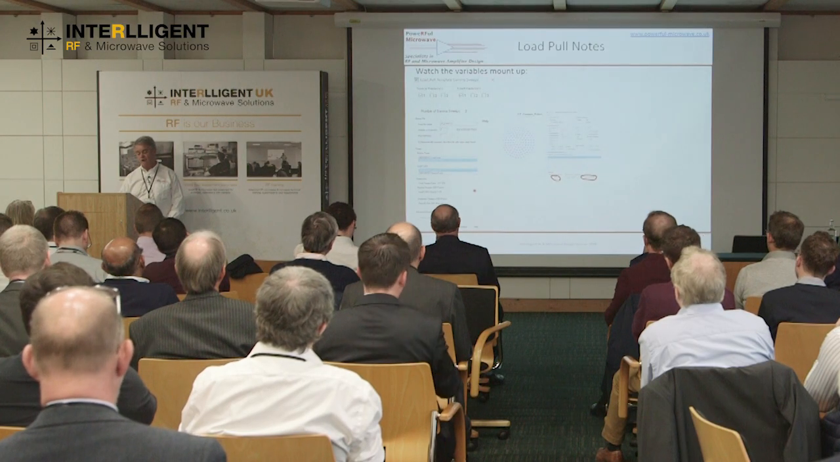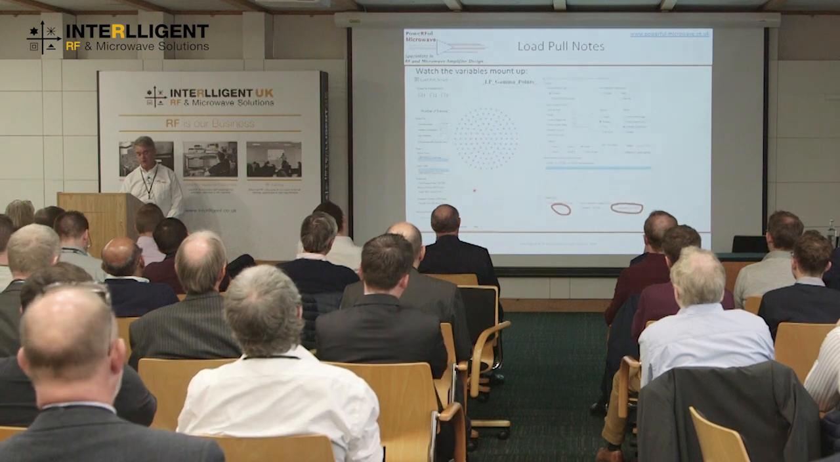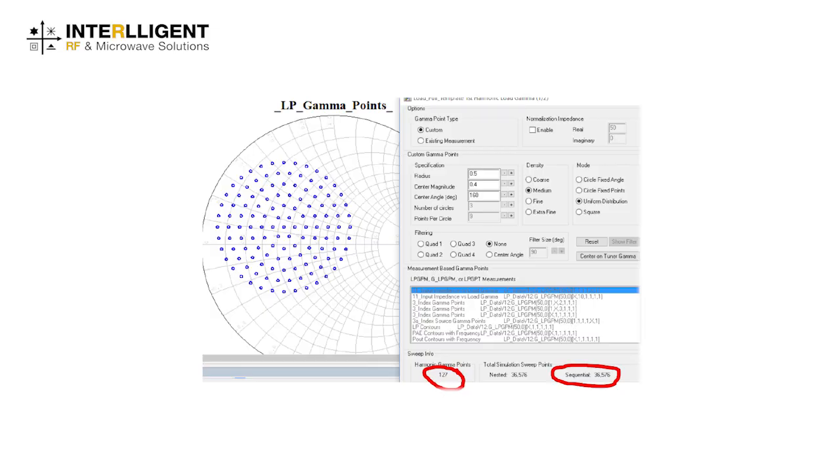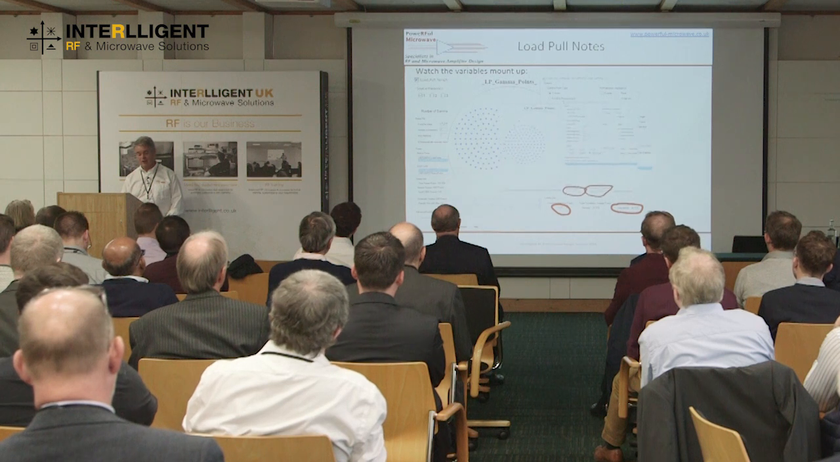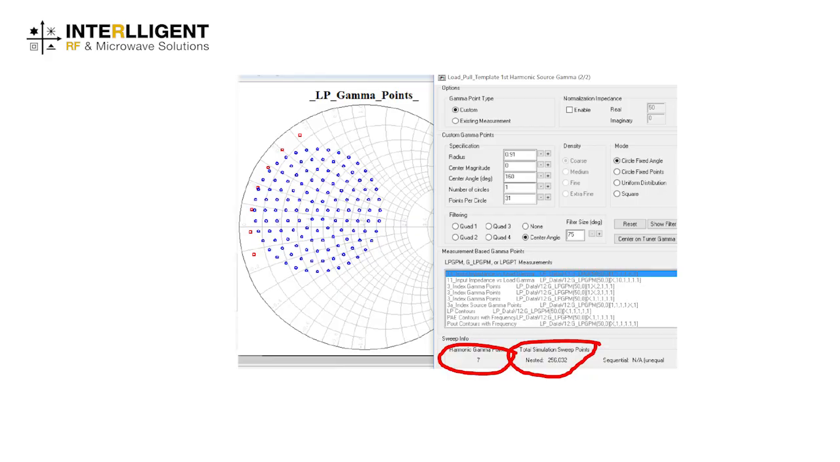If we then have 127 fundamental load impedances, and it sounds like a lot, but that's how many are on that grid, we're going to end up with over 35,000 simulations. If we then add in 7 source impedance points, we've now got over 250,000 simulations that we're going to do as part of this load pull.